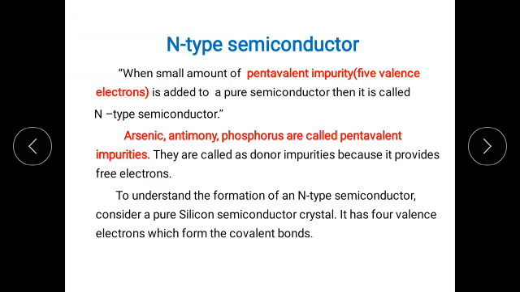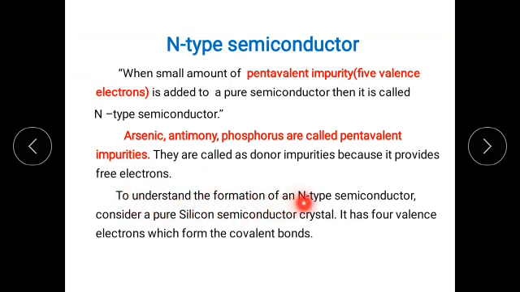The examples of pentavalent impurities are arsenic, antimony and phosphorus. These atoms have 5 valence electrons in the outermost orbit, and therefore these pentavalent impurities are known as donor impurities because they provide free electrons.